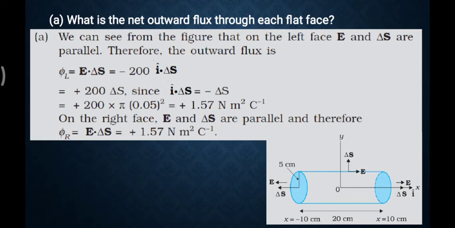On the right hand side, you can repeat the calculation. That is 200 plus only, 200 pi r square. All the numbers are the same for the calculation, so it will be plus 1.57. So think about it: what is the difference between what we saw in part number 13 and what we have here? There the electric field was only in this direction. Here we have electric field in this direction also. So the flux passing through the left hand side does not cancel out this flux, so the overall flux will not be zero. This will be positive 1.57, and this also is 1.57 flux.